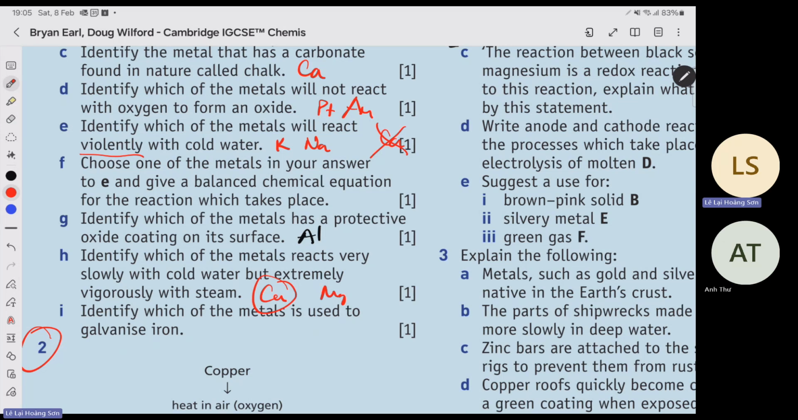Which one of the metals is used to galvanize iron? We just talked about galvanizing, right? So what is the metal that you use to galvanize iron? Zinc. Zinc, that's correct. All right, let's move on.